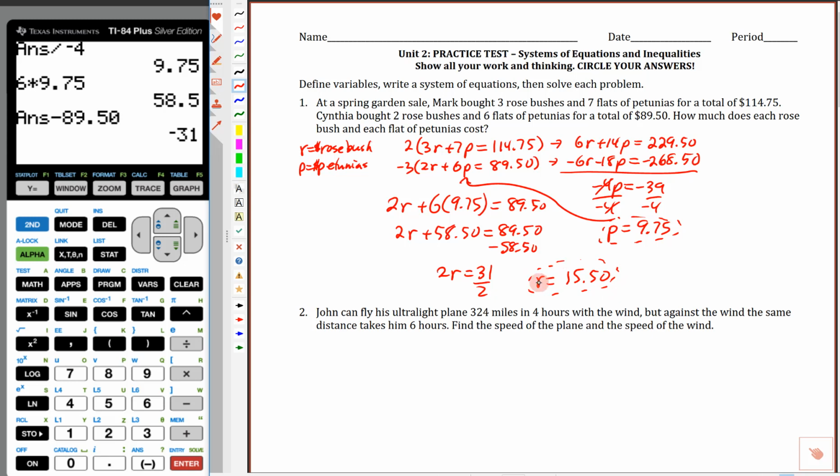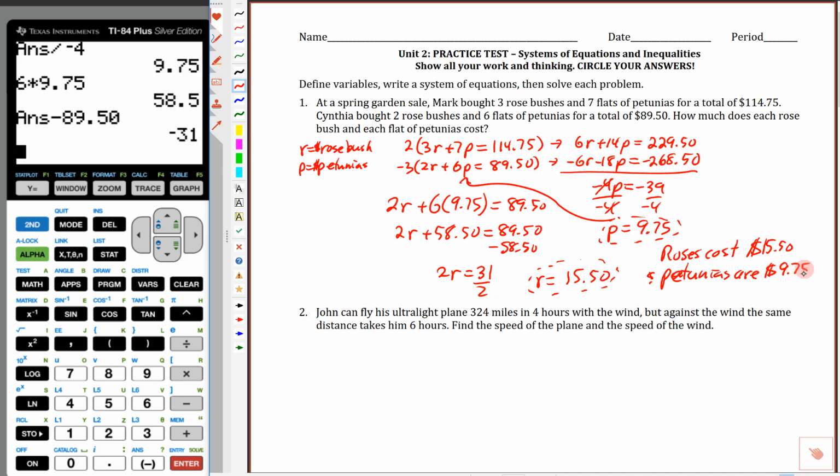Now, we know that R is roses and P is petunias, so we're going to say this. We're going to say roses cost, let's see, that's $15.50. So $15.50. And petunias are, what do we say, $9.75.